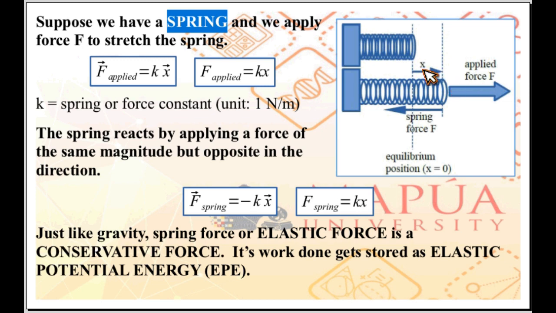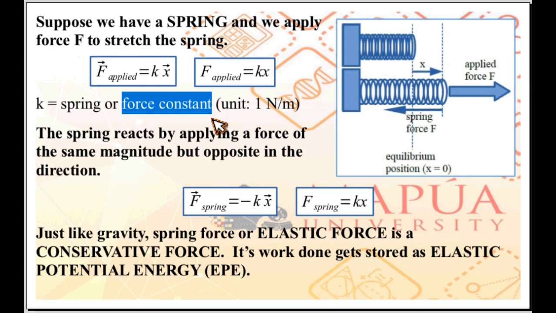We can make it an equality by using a constant of proportionality. Let the constant of proportionality be k. F applied is equal to kx, where k is our constant of proportionality. We refer to k as the force constant, and it has a unit of Newton per meter.